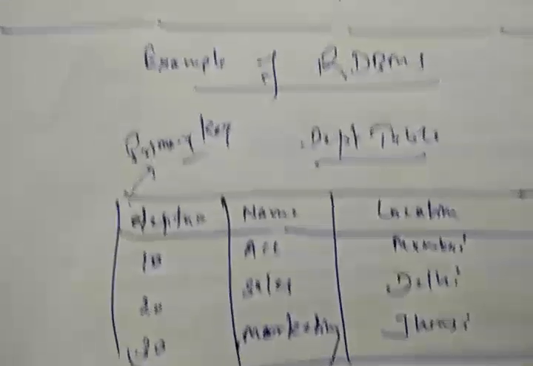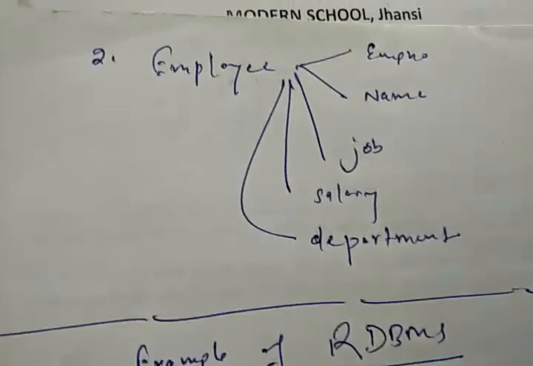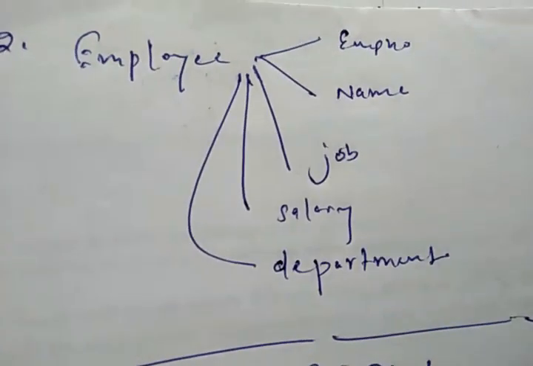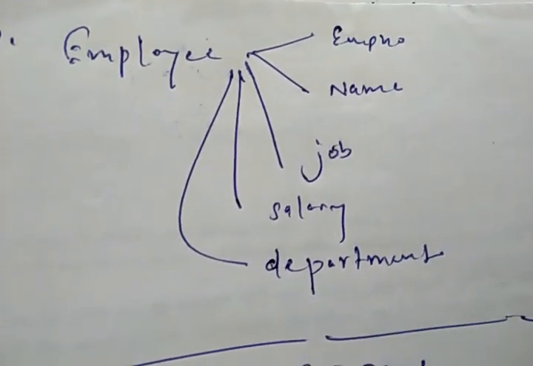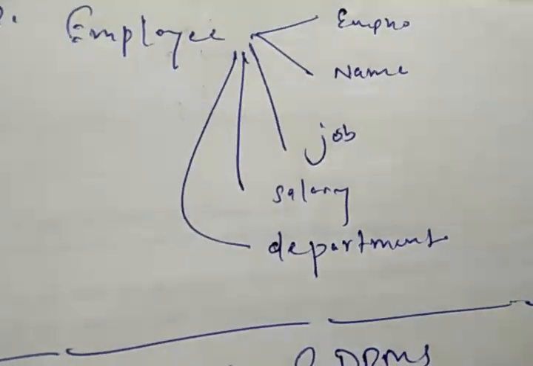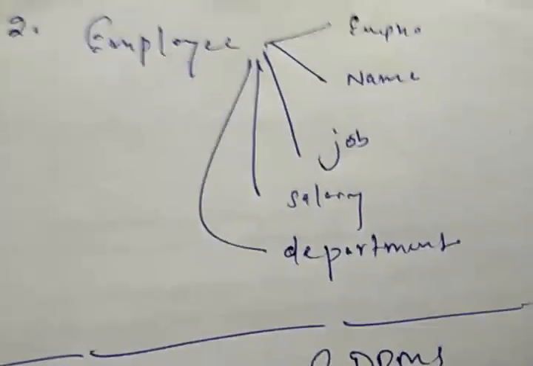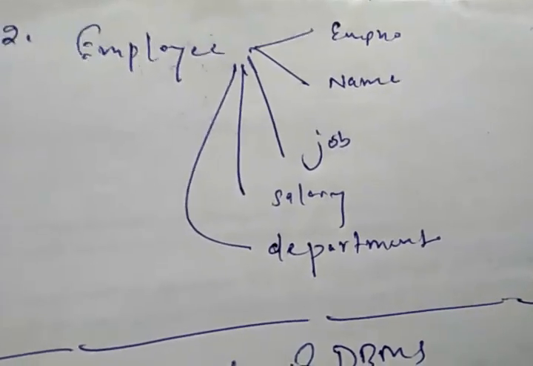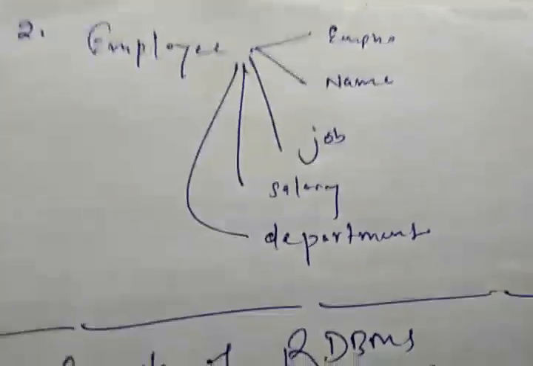and suppose we want to create a database of employee. So in the employee database, the employee number, name, job, salary and department number, these are the field or column names, and employee is the database.